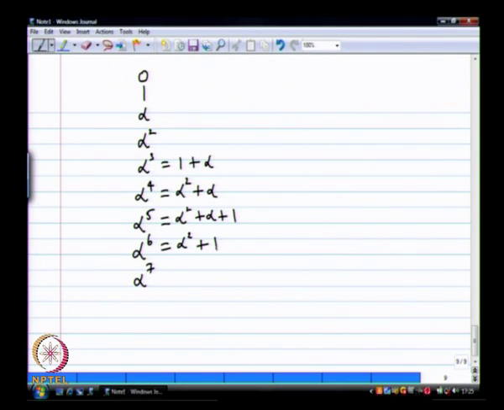In fact, there is a curious way to go from here to here directly. How will you do that? Basically square it. 1 plus alpha squared is simply 1 plus alpha squared, the 2 goes to 0.